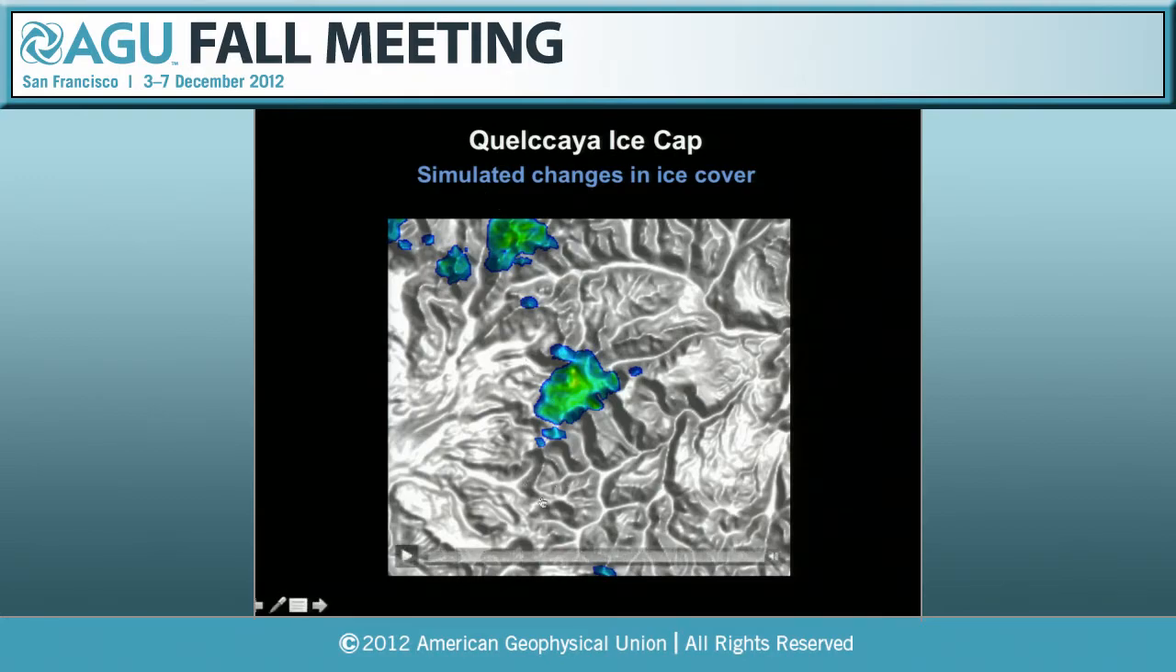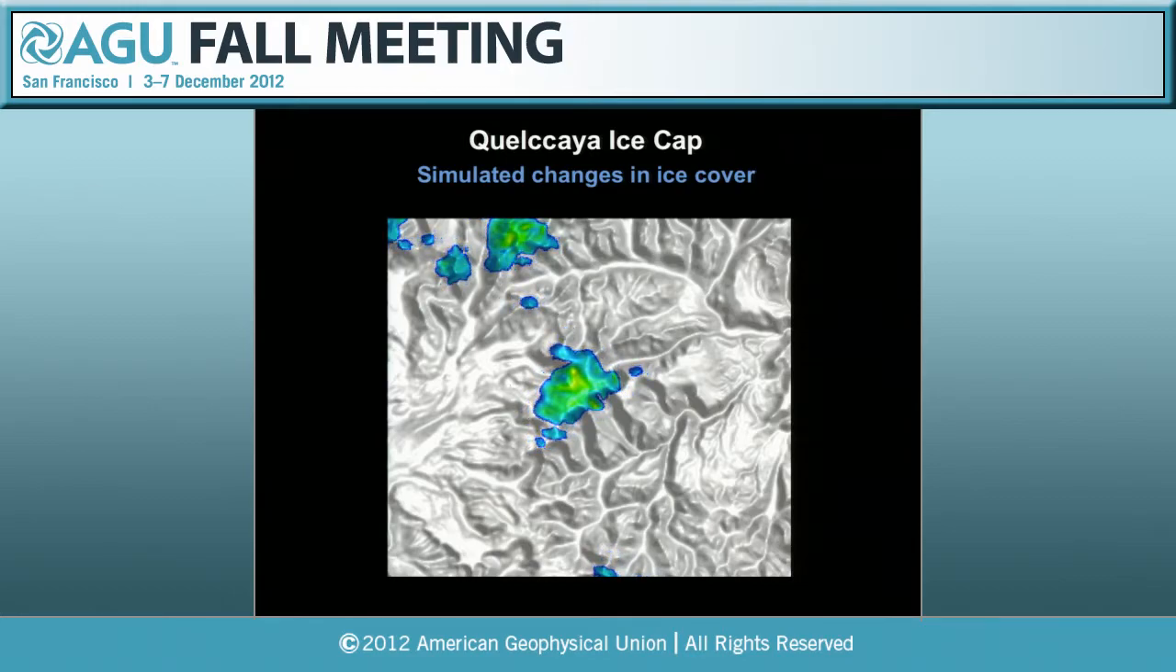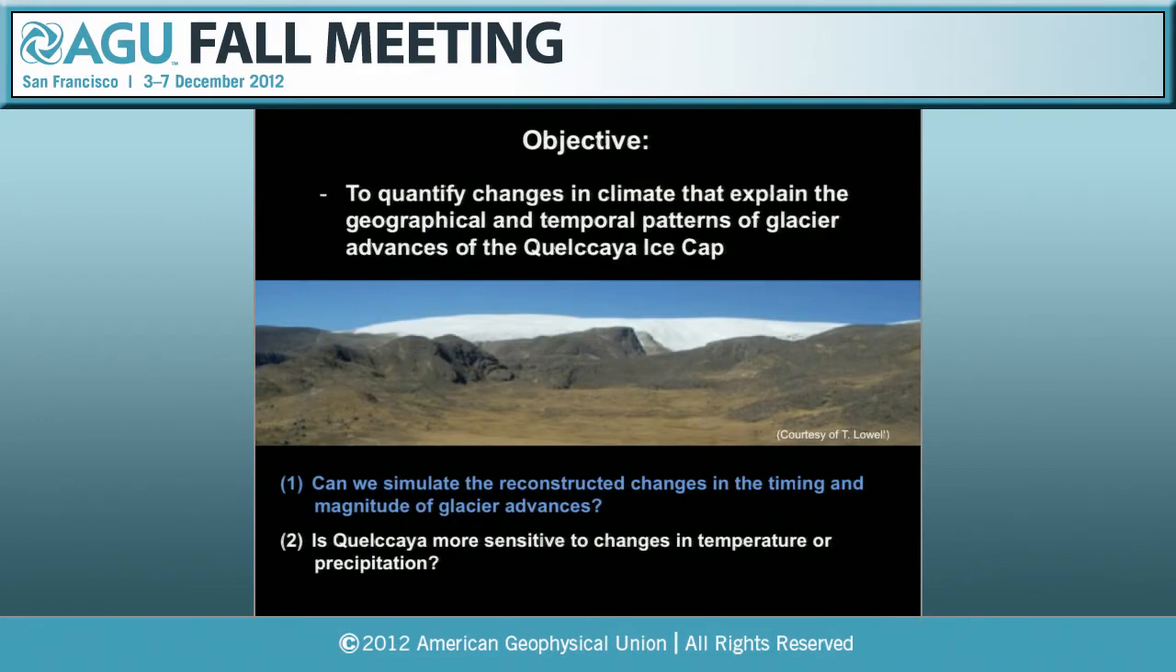I'm just showing a model. This is an example of how our model output looks. It's a bird's-eye view, and we are seeing Quelccaya here. We are driving with a temperature difference of 1 degree, and you can see the advances and the retreats of the glaciers just based on a change of temperature between the glacial and interglacial cycles.